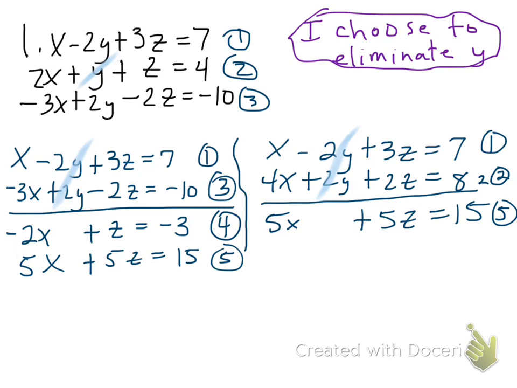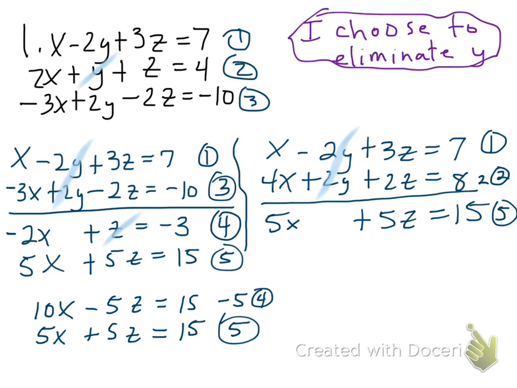I'm looking at the z here, and I'm thinking it'd be really nice to have a minus 5z there. So if we multiply equation 4 by negative 5, that's going to make this work. There's equation 4 multiplied by negative 5, and there's equation 5. Now notice we are going to have opposites here, so we do eliminate z, and we're going to get x equals 2 here.